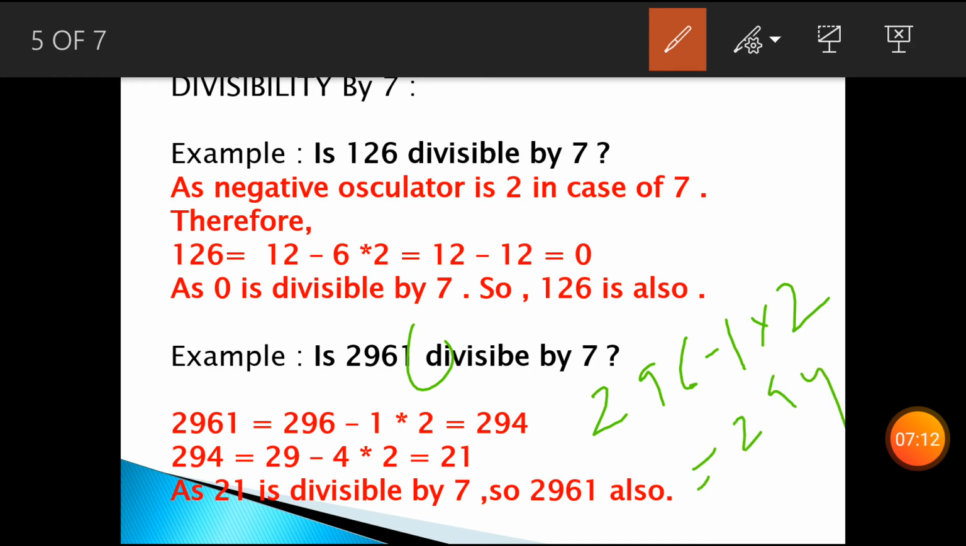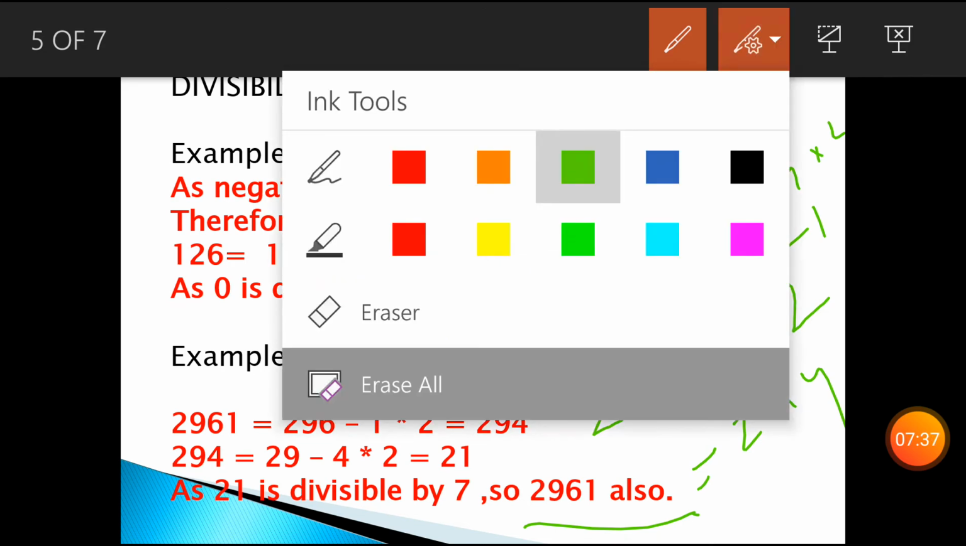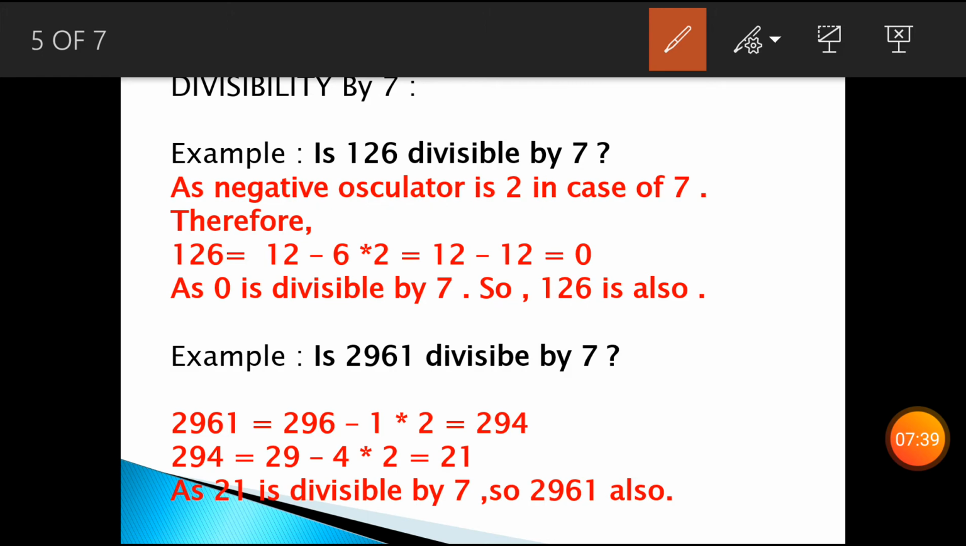Still the number is big. So for 294, what are we going to do? The last digit is now 4. So we are going to write 29 minus 4 into 2. This gives us 29 minus 8, that is 21. And you know very well 21 is divisible by 7. Therefore 2961 is also divisible by 7. The method is very simple, but one needs to practice enough.